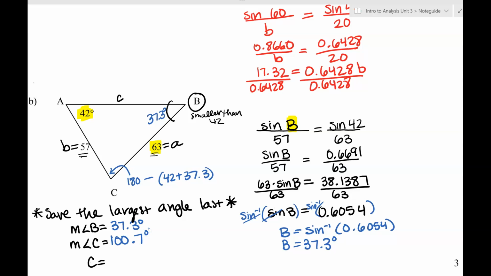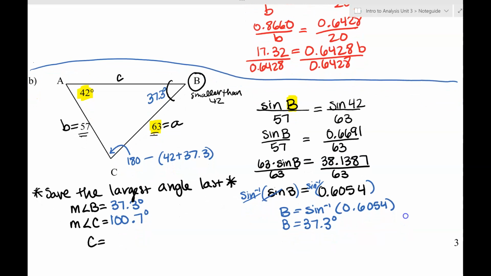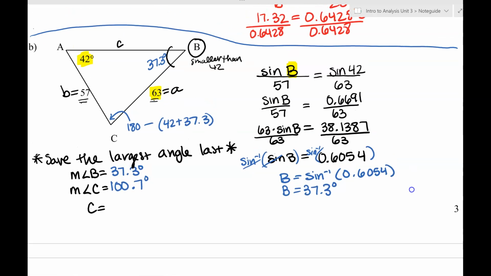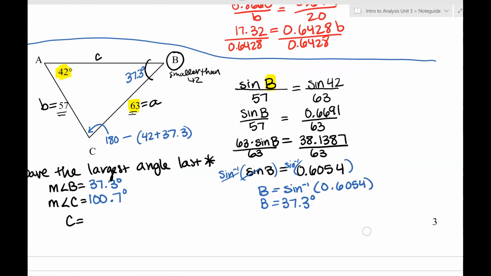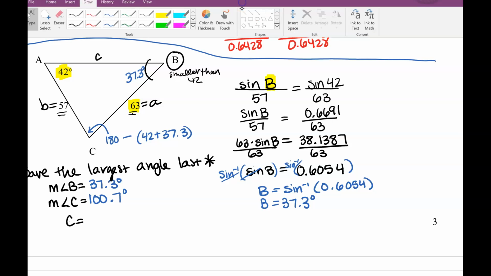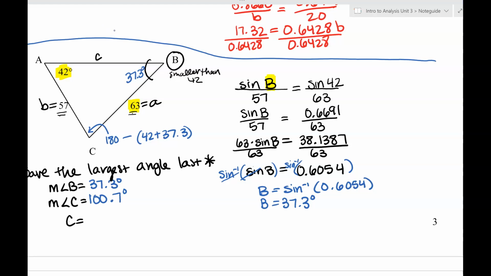And now I need to find side length C. And again, you guys are really going to have to break yourself of the Pythagorean theorem habit if you're not doing a right triangle. So to finish this and to find C, we're going to have to go back and try to use law of sines again because we can't use the Pythagorean theorem. So I want to find side length C. Side length goes in the bottom. Side length C is across from angle C, and I figured that out to be 100.7.